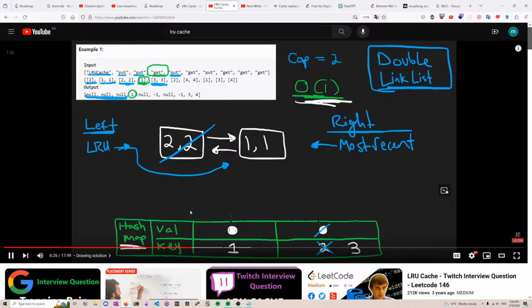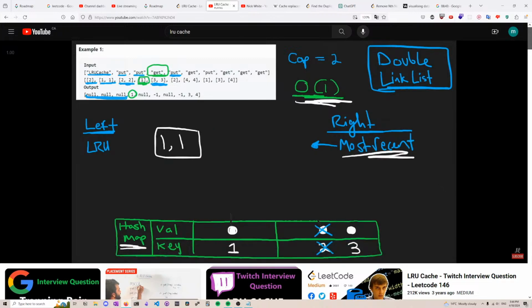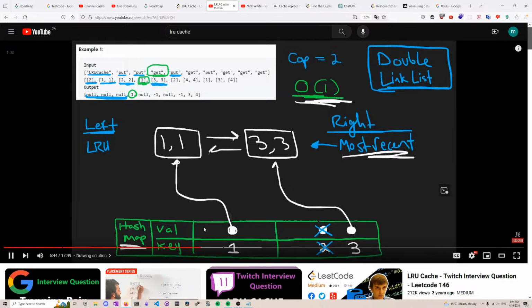And now we also want to update that pointer. We want it to point at the new node. And since the new node 3 is the most recent, we're going to put it over here. 3. And the pointer is going to point here. This pointer is going to point here. And there's going to be a double link between them.